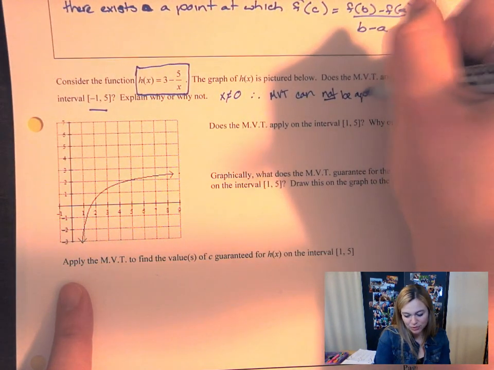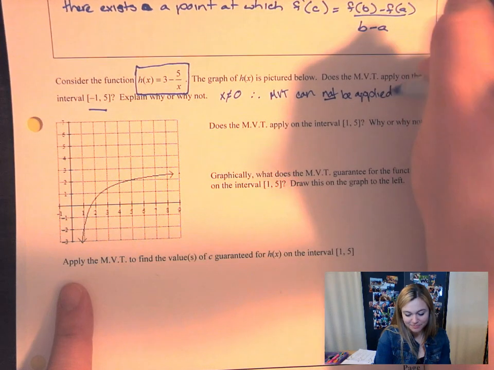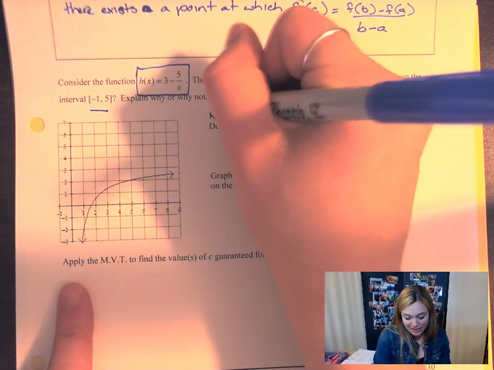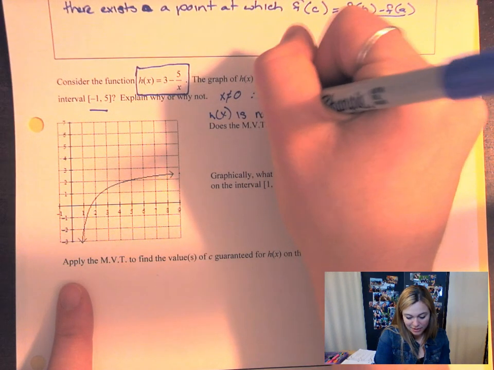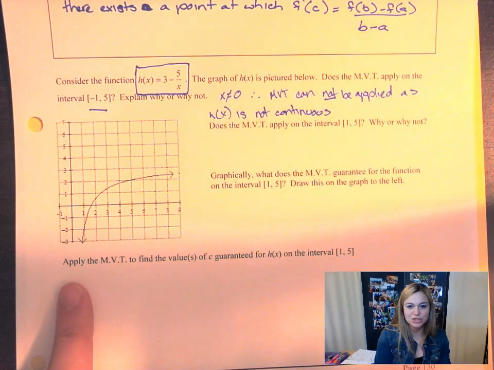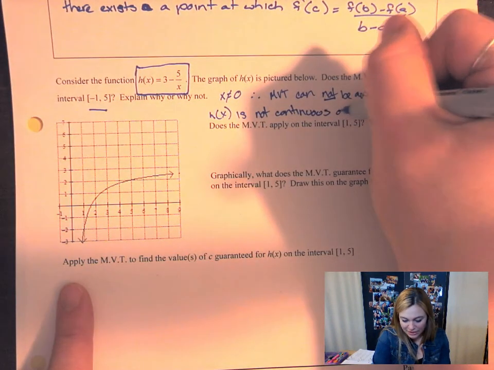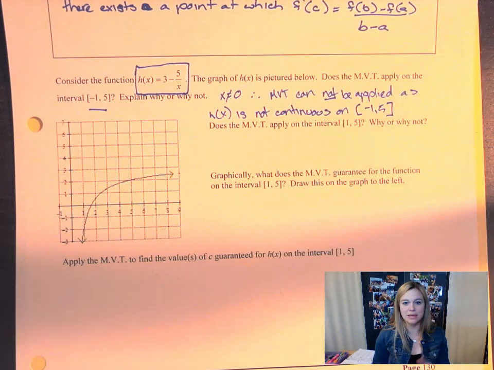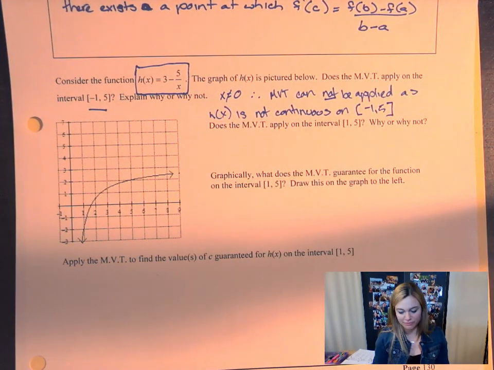I didn't put it in caps, so I'll underline it: cannot be applied. The reason is that h of x is not continuous, and you can't just stop there, because it is continuous some places, it's just not continuous on the interval from -1 to 5. So I can't even do it. I'm like, okay, that's boring, move on with life.